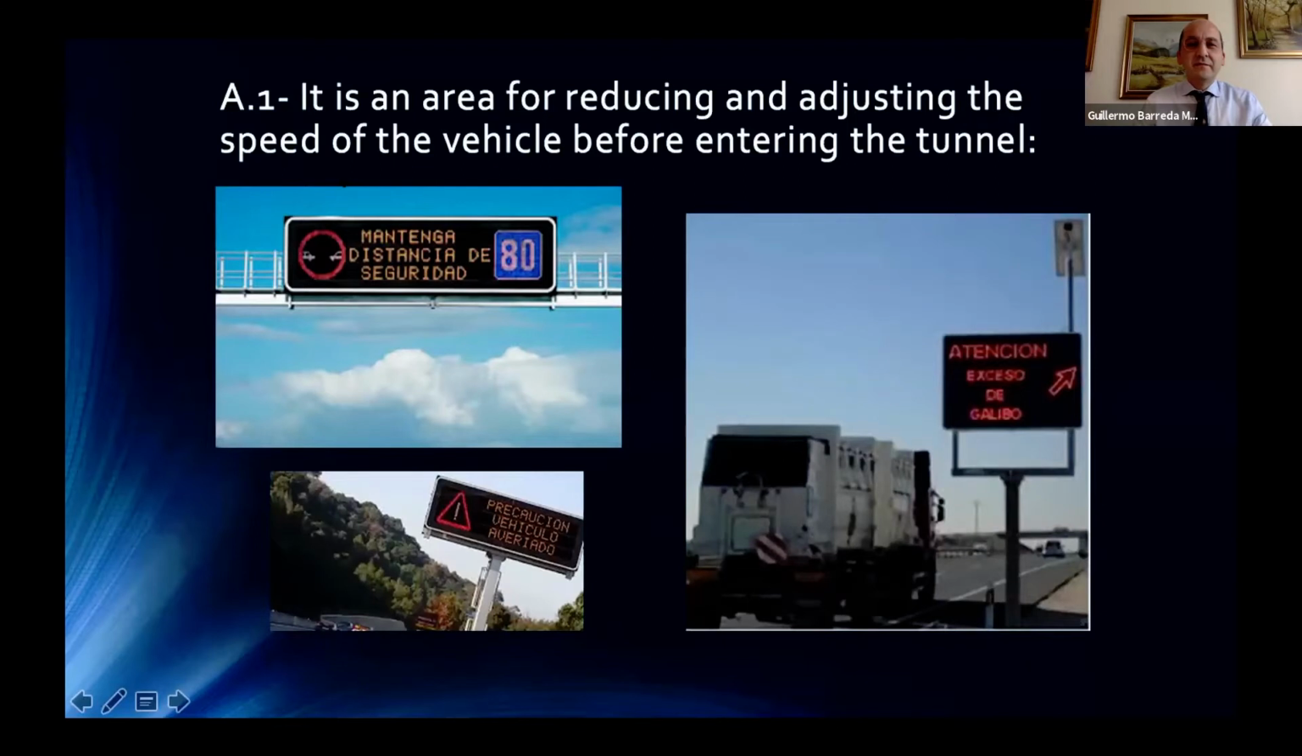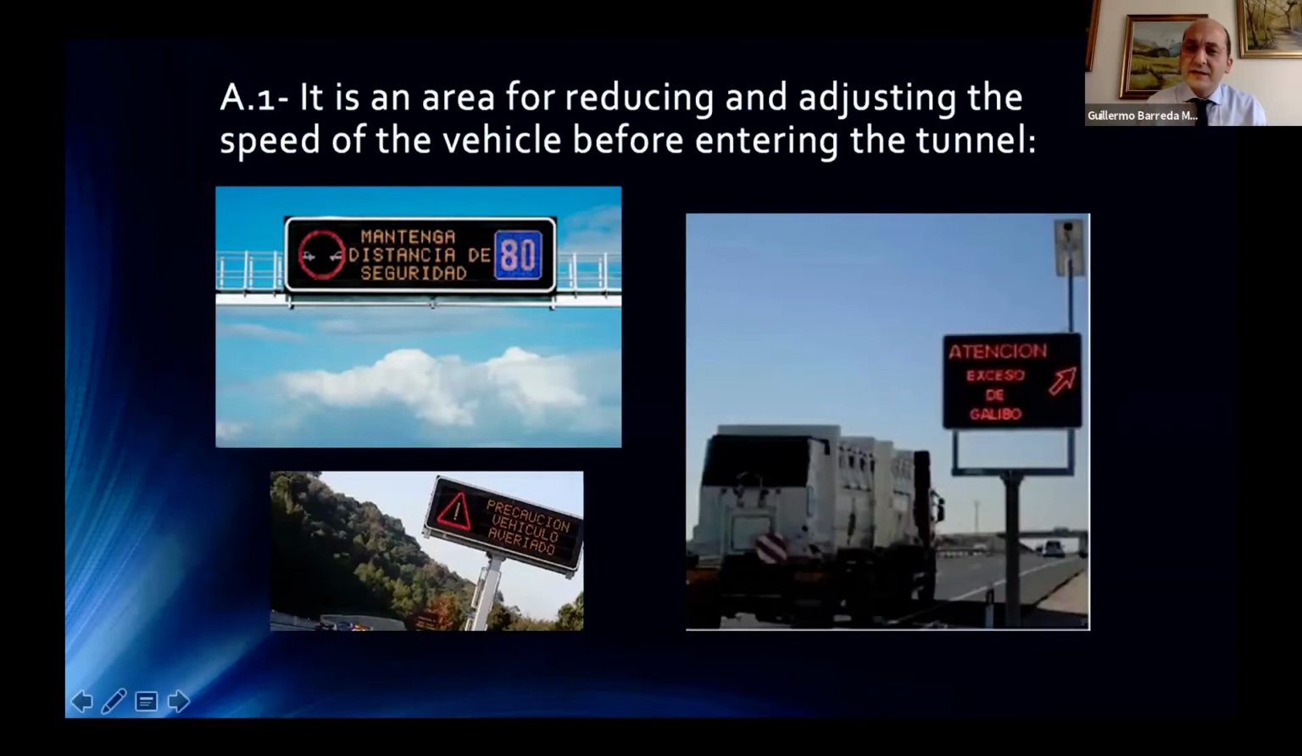Here we can see that this is an area for reducing and adjusting the speed of a vehicle before entering the tunnel. We can see here in Spanish some variable message signs. It says, keep safety distance, and it recommends that we drive with a speed limit of 80 kilometers an hour. Here we can see another message, caution, breakdown vehicle. Maybe there is a breakdown vehicle in the tunnel, so we have to be aware of it.